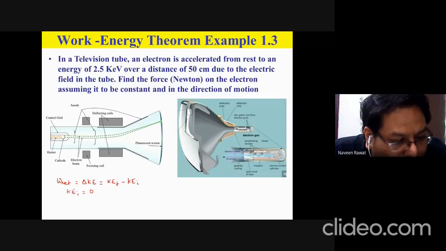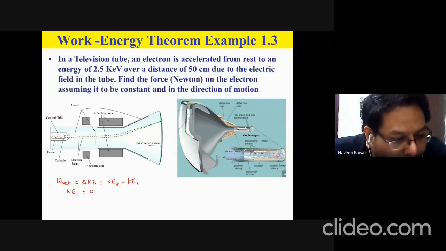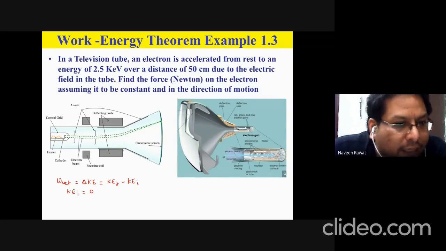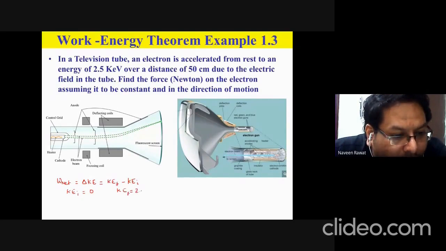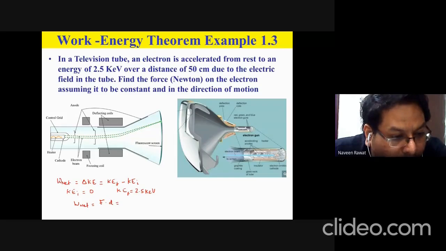Velocity at rest will be 0. So all we care about is the final kinetic energy, and the final kinetic energy is given as 2.5 kilo electron volt. Now, work done is force times displacement. The force that is acting on the electron is what we need to calculate. The displacement is given as 50 centimeters.